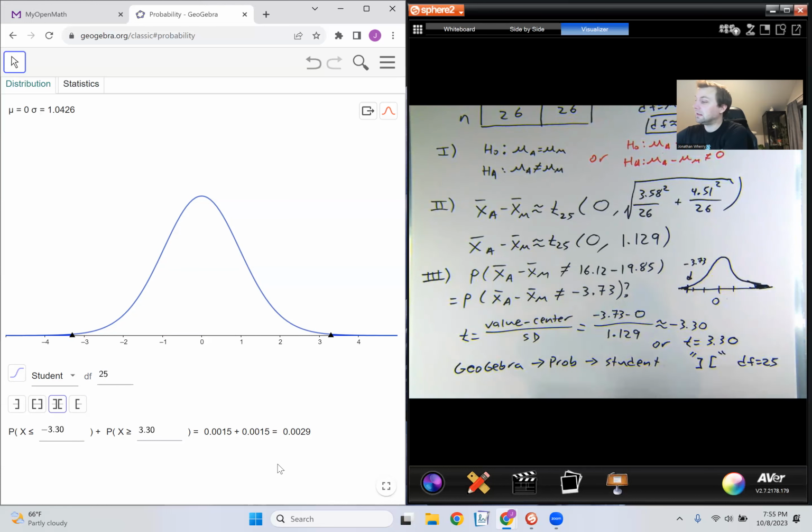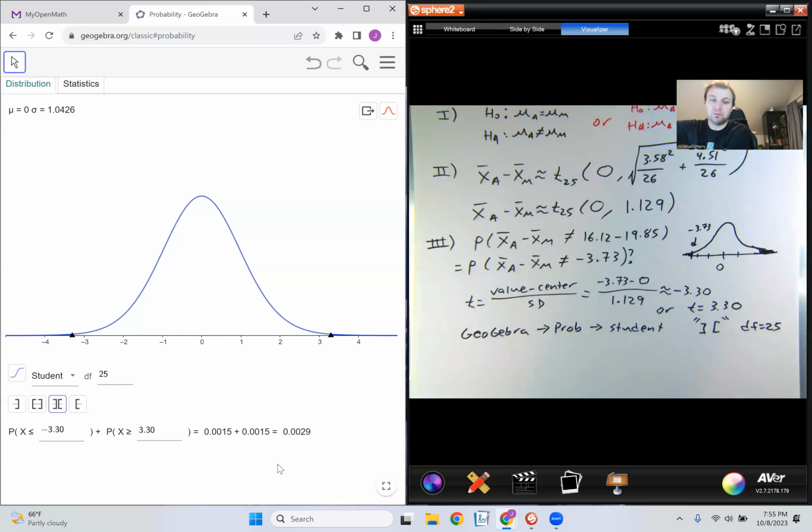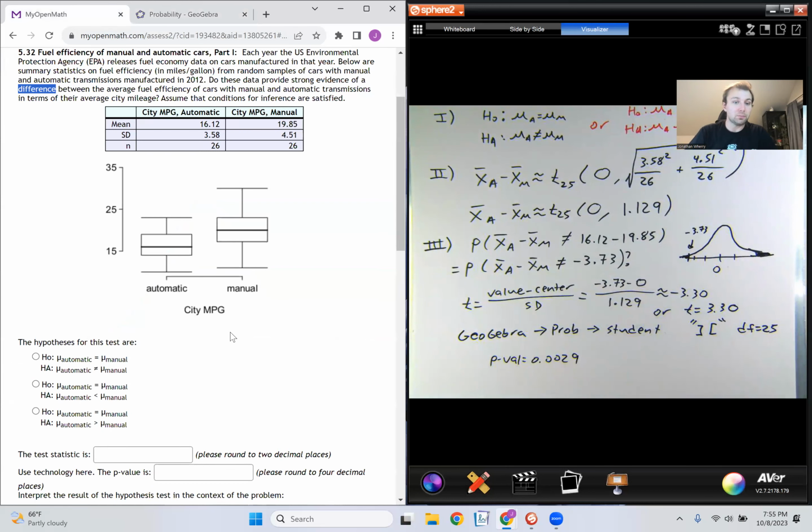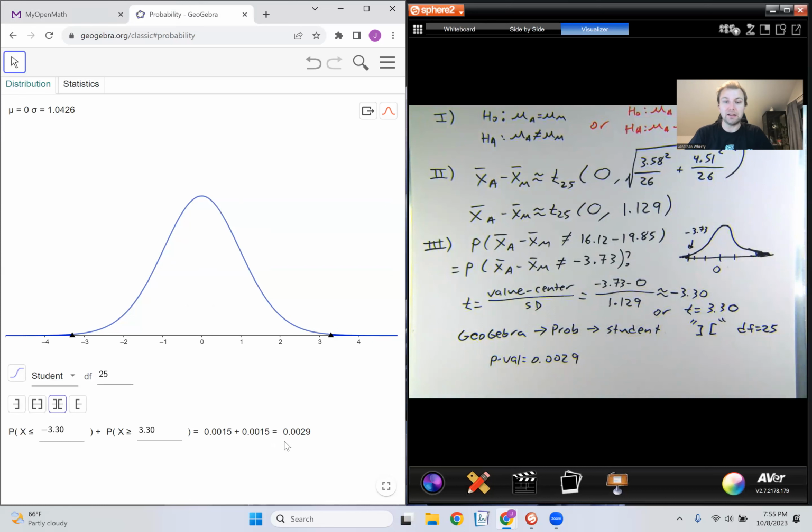When I do this, it gives me a p-value of 0.0029. Pretty small. Now, looking at the problem, it does want 4 digits of accuracy, so we might find that our answer is just a tiny bit off if we use this estimate. But let's see how far off after we do the conclusion.